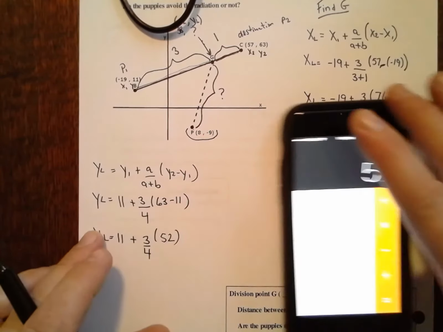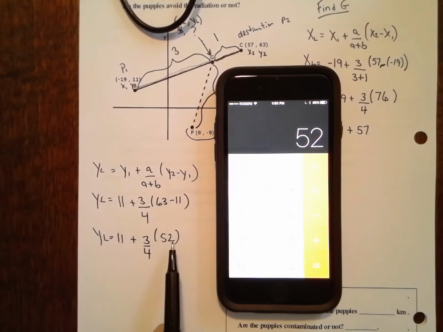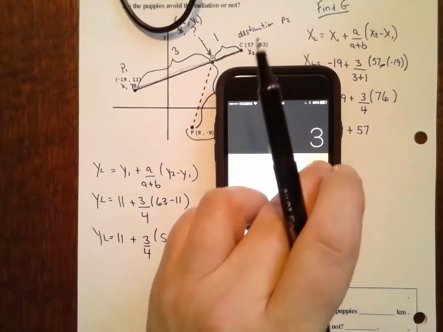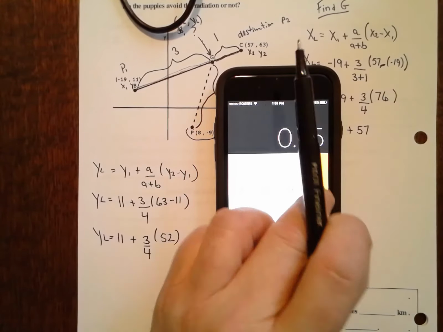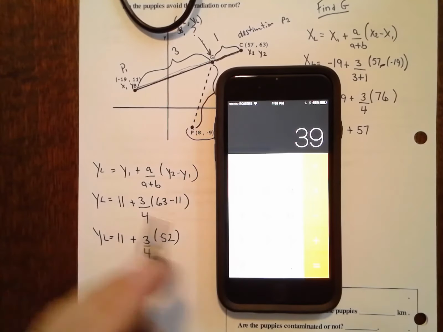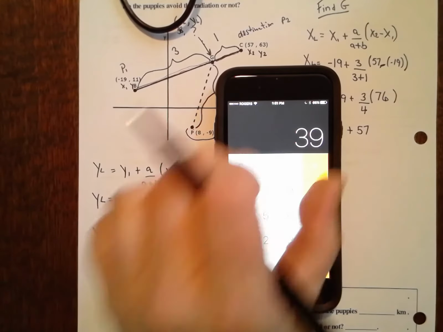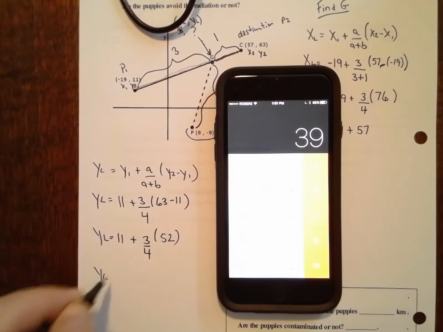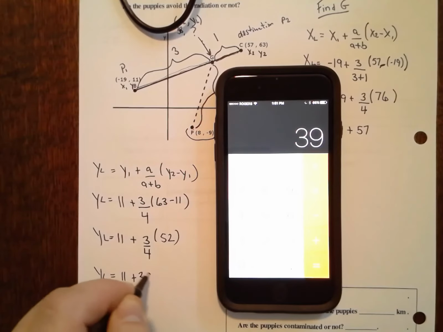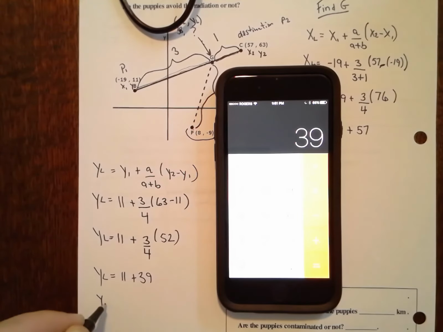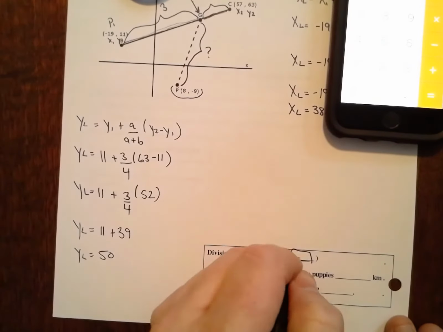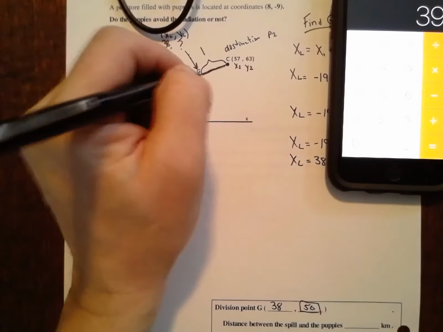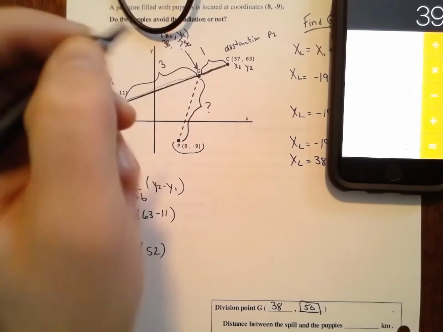And now on the calculator, we'll get rid of that fraction with that number all in one shot. 3 divided by 4, hit your equals. So we know that that's 0.75. Now you could rewrite that, but there's no real need to because you know you're going to multiply it by the 52. And the nice thing, of course, is if that's an ugly decimal, the calculator will keep the whole thing. You'll get a more accurate answer. So that's 11 plus 39. So that is 50 when you add those two numbers up. So we found out that the giraffe is located at 38, 50.